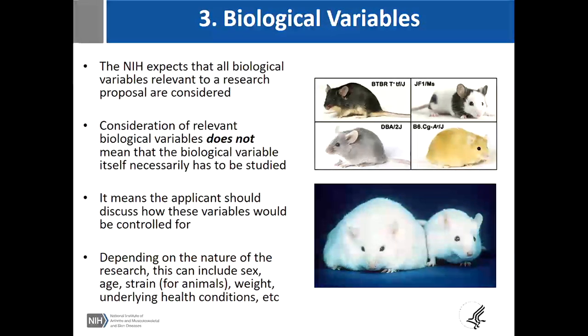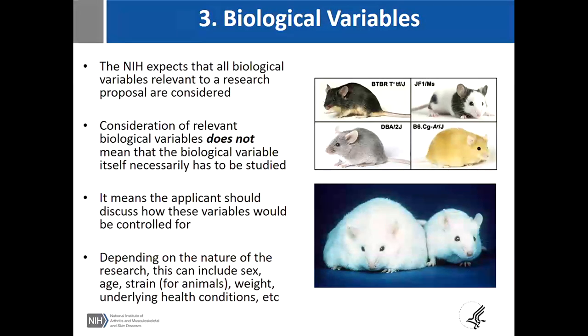Another point I want to stress is that consideration of a relevant biological variable does not necessarily mean that you're investigating that specifically. It just means that you need to consider it. And if you're not investigating it, talk about how you might control for that. That factors into strains of mice, or age, or potential underlying conditions in mice or other animal models that you're using. And I'll have a couple of slides on sex as a biological variable, which is quite important for the NIH. We'll go to that right now.